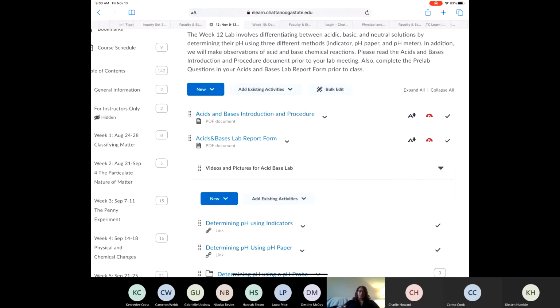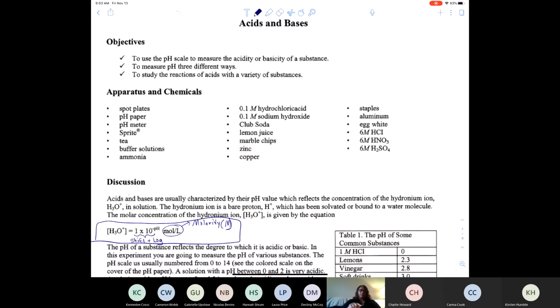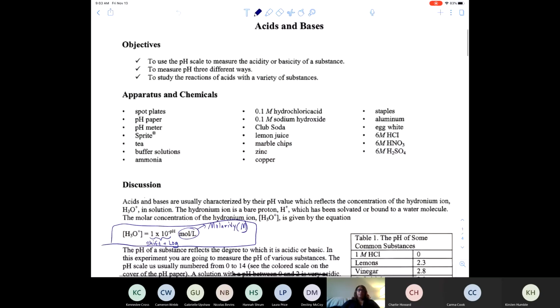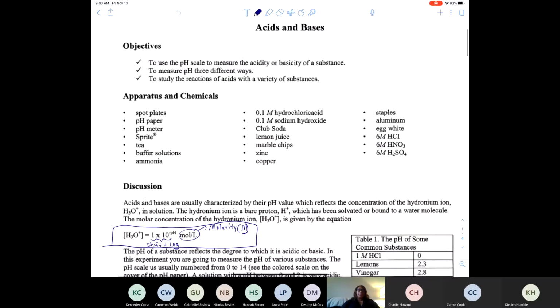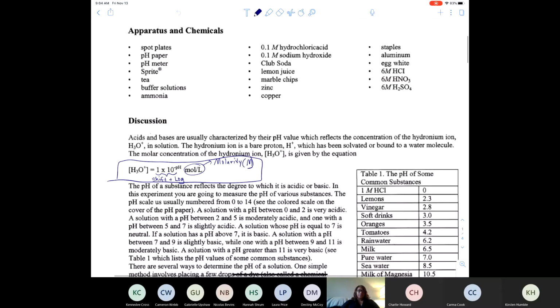So let's take a look at the introduction and procedure information, as well as a quick look at the pre-lab questions. So the purpose of this lab is for us to use the pH scale to measure the acidity or basicity of a substance. And we're going to measure the pH 3 different ways. And then we're also going to study some chemical reactions involving acids reacting with a variety of different solutions. So shown here is a list of materials and chemicals that you will observe being used in the videos and pictures.